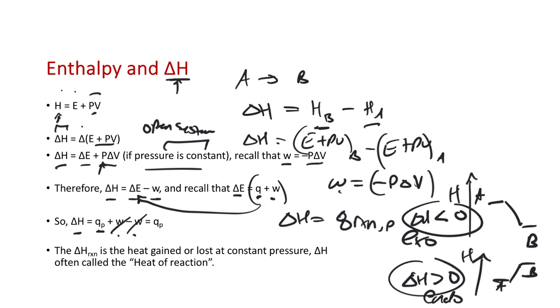Okay, so delta H reaction is the heat gained or lost at constant pressure, and we often call delta H just the heat of reaction. So you can call it the enthalpy of reaction too. That's probably a better term, because the enthalpy of reaction is the heat change of that reaction at constant pressure. And then even if we seal this reaction in, if we want to think about the sealed reaction, it's very, very closely equal to the heat change at constant volume.